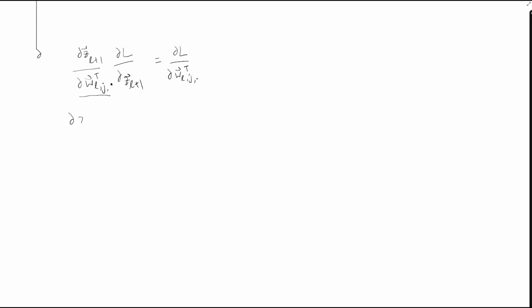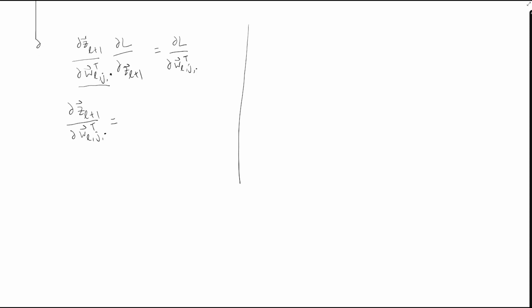So let's write that out again. Partial Z_{L+1}, partial W_{L,J,·} transpose, what does this equal to? In order to see this, let's write out what Z_{L+1} equals on the right side here. So that actually equals W_L H_L, where H_L is the post activations from the previous layer. Okay, let's expand this out just to be very clear.